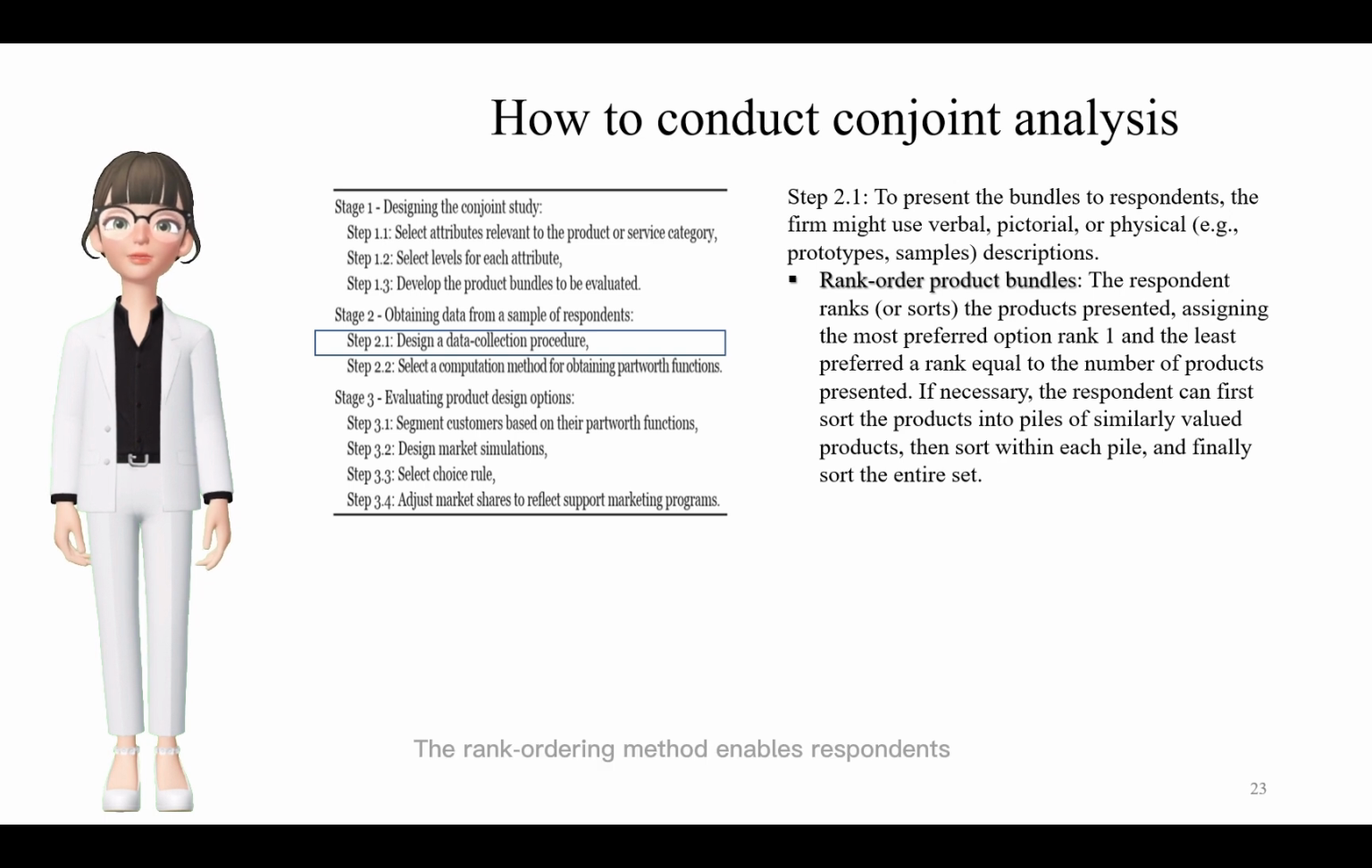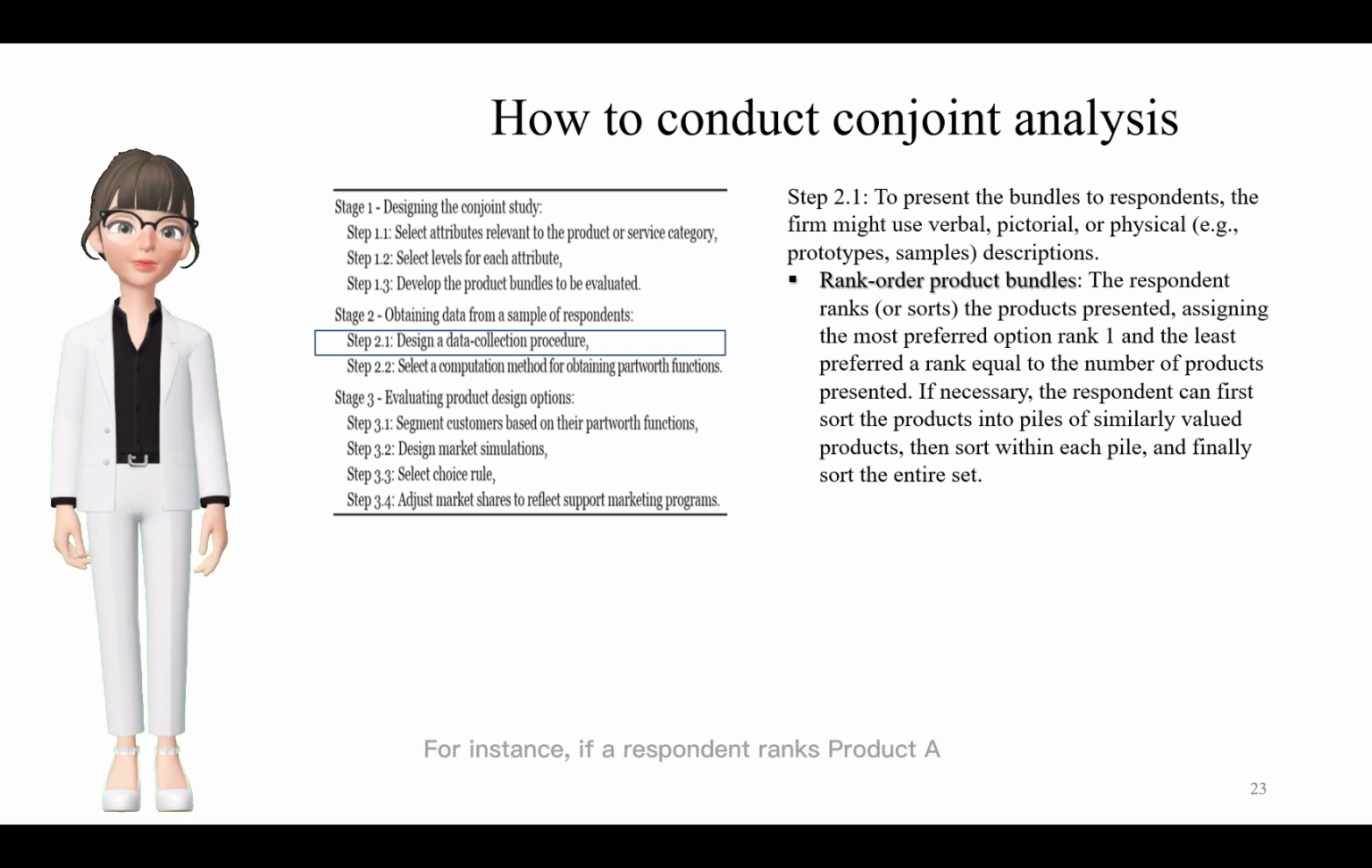The rank ordering method enables respondents to sort or rank the presented products. This approach has the advantage of being a simple task for the respondents as they only need to sort or rank the products. It also provides information about the relative preferences of the respondents. However, interpreting the results and determining the exact differences in preferences between different product bundles can be difficult.